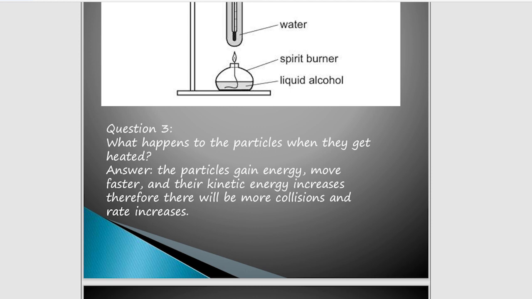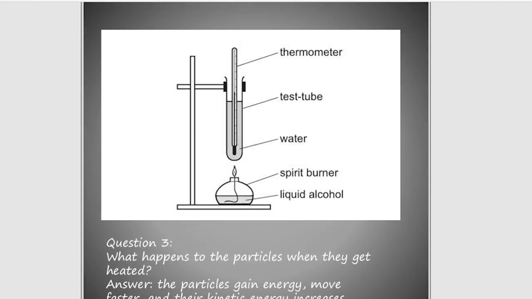What happens to the particles when they get heated? The particles gain energy, move faster, and their kinetic energy increases. Therefore, there will be more collisions, the rate of reaction increases and successful collisions increase. Now, this one is the apparatus used to check the boiling point of substances. You have to know what boiling point basically is. When the liquid starts to form the first vapor, at that exact temperature you will record the temperature and that is the boiling point.